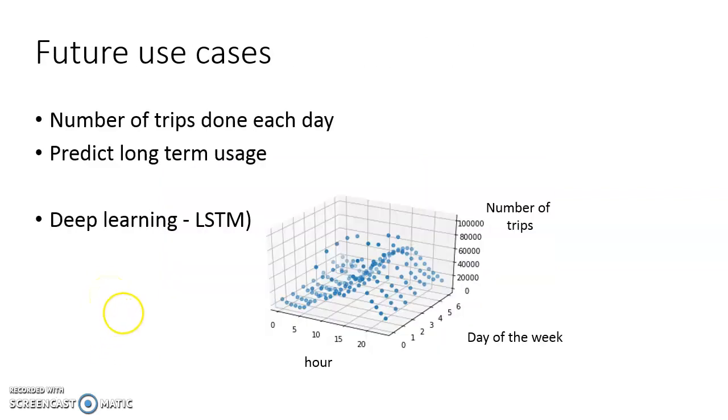But I would recommend looking at the data in other ways as well, such as looking at the number of trips done for each day. This is a prediction of the long-term usage in the future, and to do that, we will use a deep learning approach, more specifically LSTM. This is a graph, just an example, of the number of trips depending on the hour of the day and the day of the week.